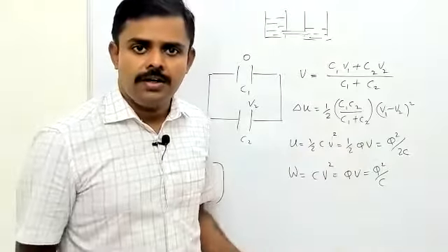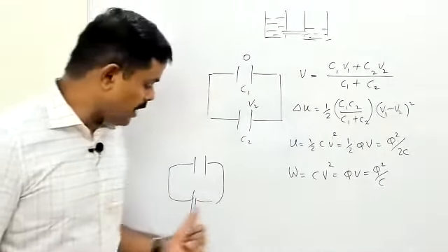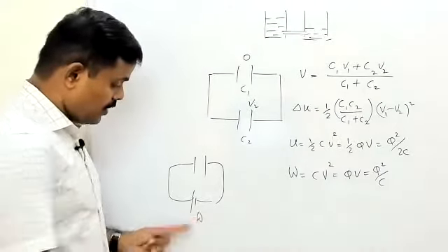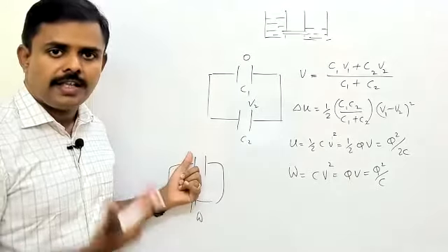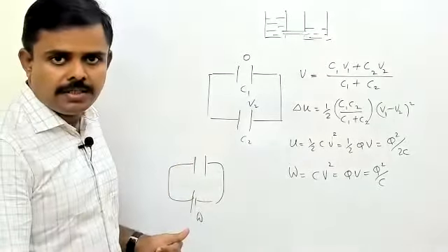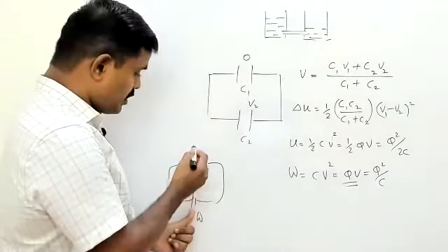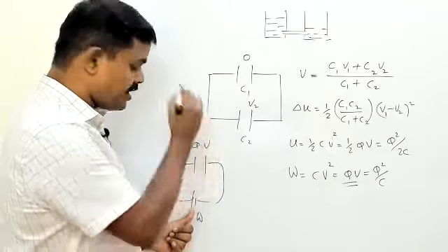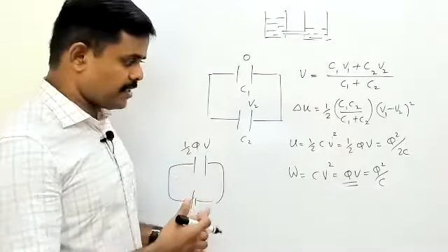Where is the other half gone? These are actually the work done by the cell. So work done by the cell is CV square. But energy stored is only half CV square. Where is the other half gone? That half is lost on the connection wire as heat. Work done by the cell is QV, while the capacitor gets only half QV. Where is the other half gone? The other half is lost as heat on the connection wire.